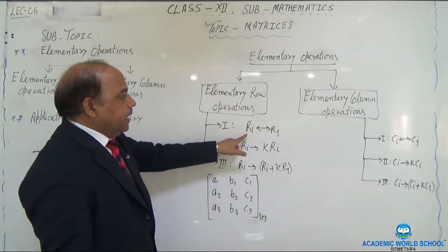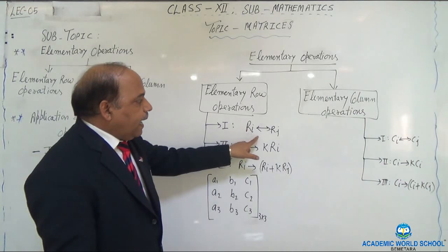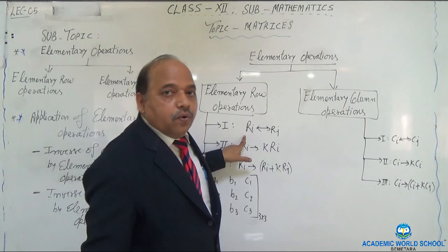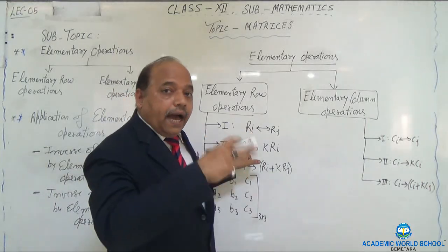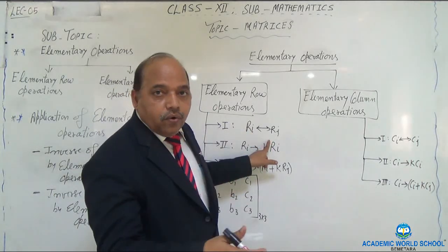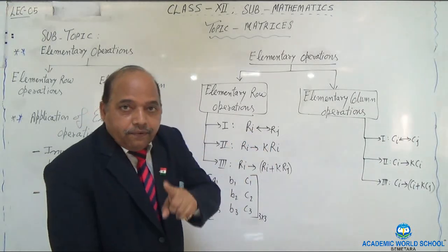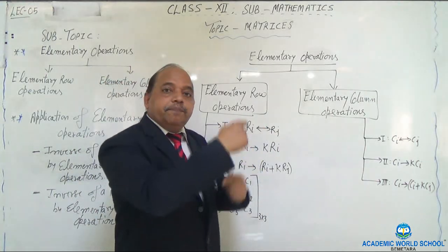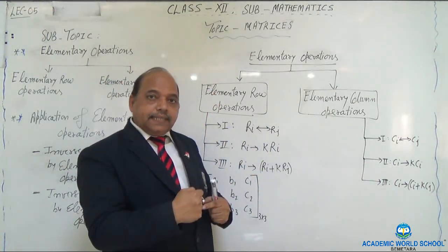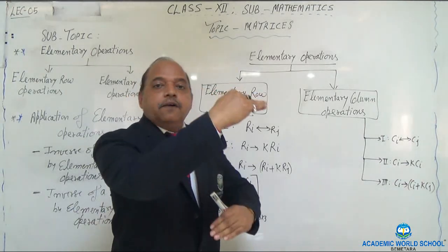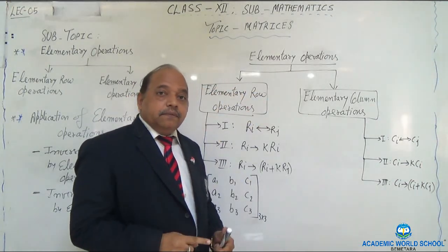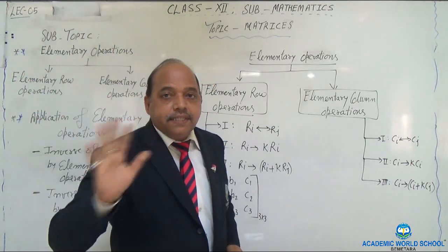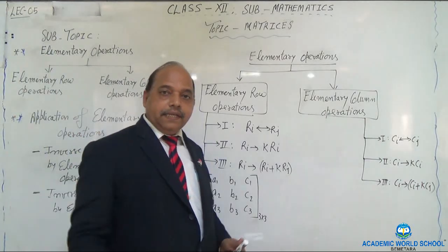The first one says that Ri can be interchanged with Rj. What is R? R stands for row. i stands for the ith row, j for the jth row. The very first operation says that the ith row and jth row can be interchanged. By interchanging, no doubt the appearance of the matrix will change, but remember that the system of linear equations will not change. That I will explain to you separately.